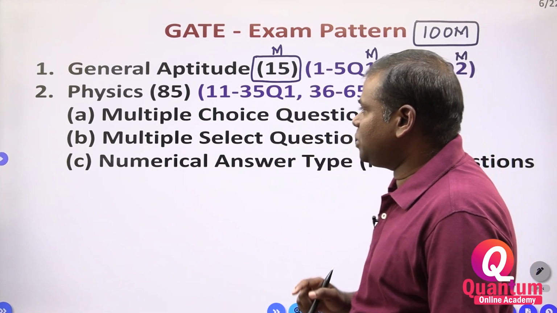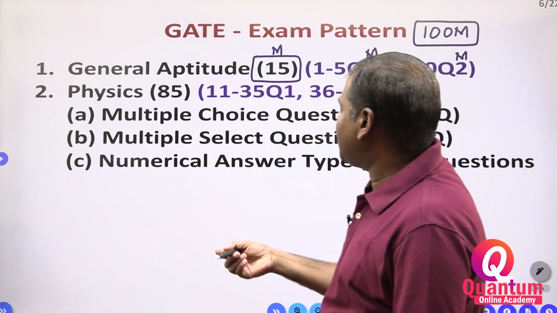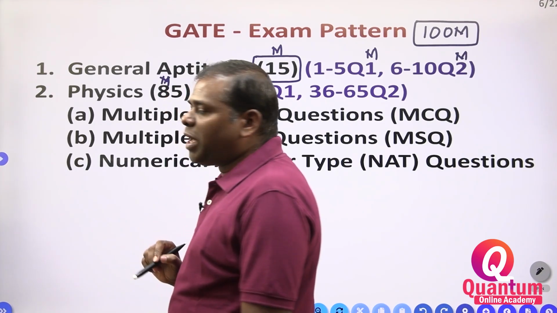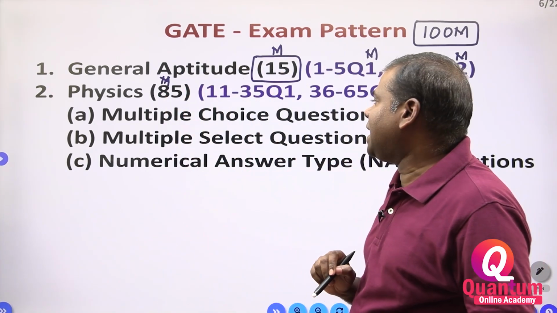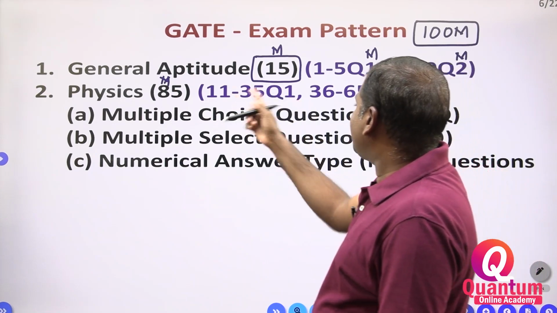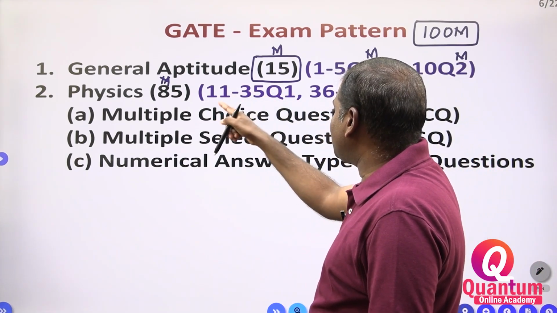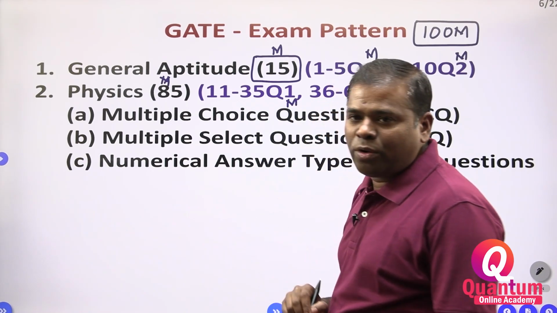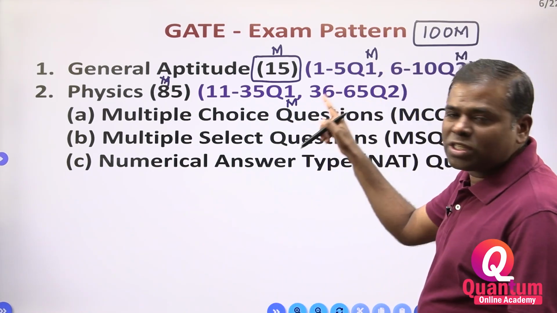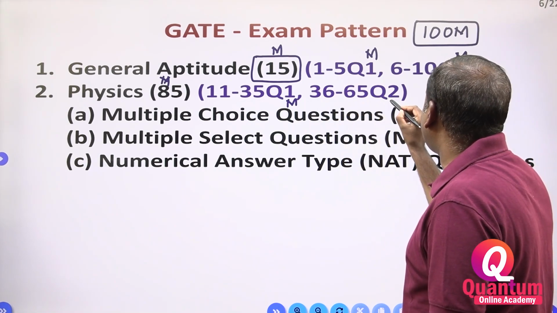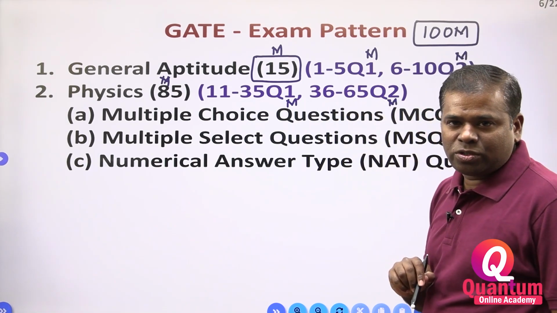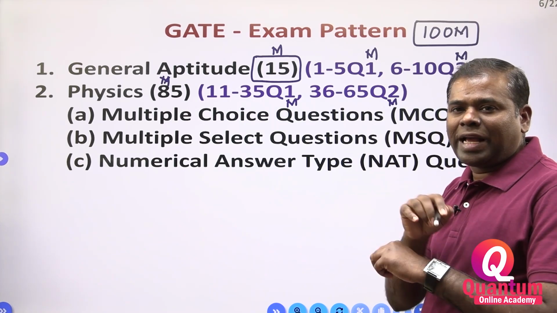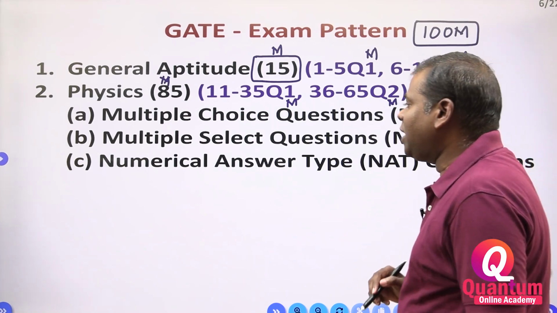Part A is general aptitude. In Part B, that is the physics, how many marks, Nana? 85 marks. From physics, you will get 85 marks. Question numbers 11 to 25 carry 1 mark for each and every question. From 36 to 65, each and every question carries 2 marks. In the 2 marks questions, the strength is more. You have to calculate and you have to exercise that one.